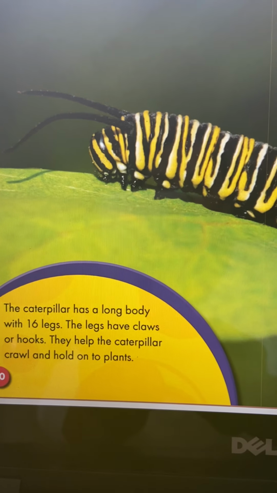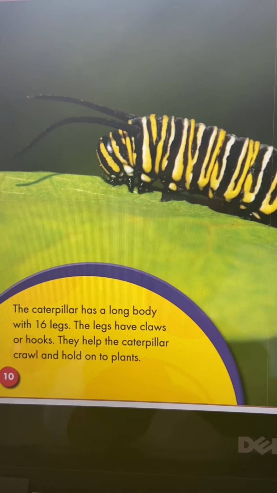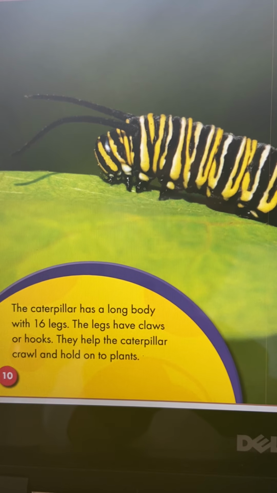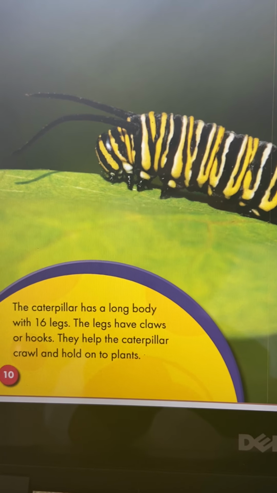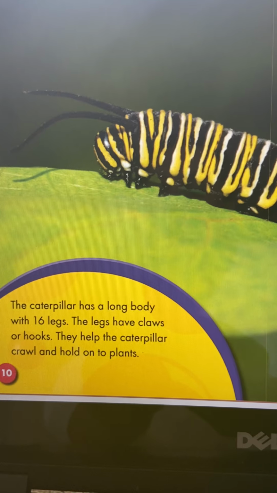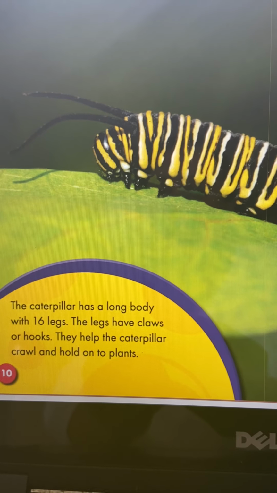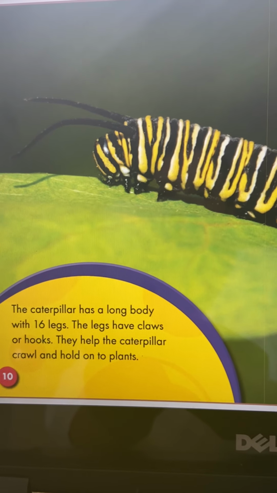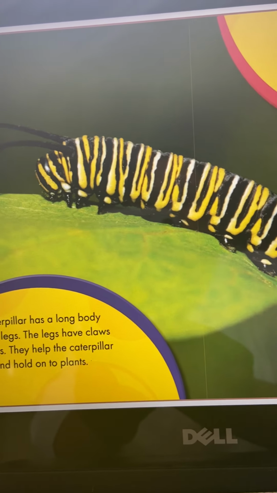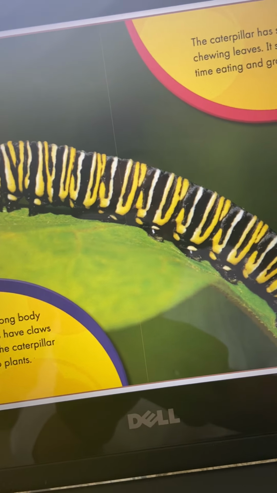The caterpillar has a long body with 16 legs. The legs have claws or hooks. They help the caterpillar crawl and hold onto plants. This is the caterpillar. And again, those colors are very important.